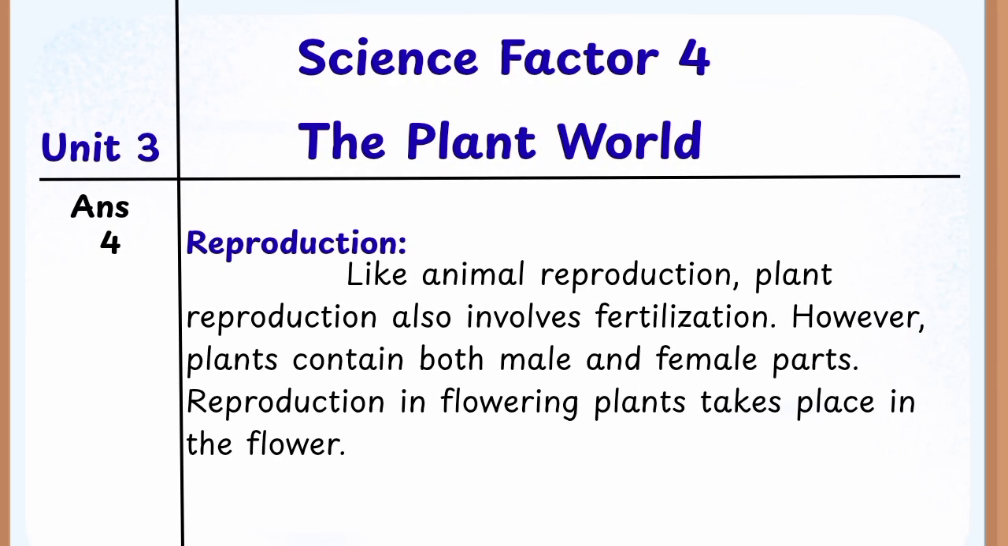At last is the process of reproduction. Like animal reproduction, plant reproduction also involves fertilization. However, plants contain both male and female parts. Reproduction in flowering plants takes place in the flower.